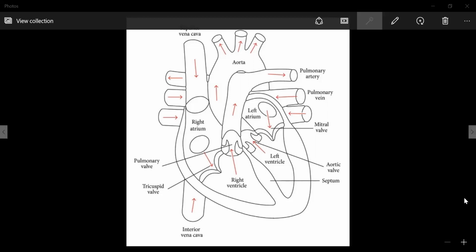Deoxygenated blood comes from the body to the upper chamber on the right. As the right atrium contracts, the corresponding lower chamber, the right ventricle, dilates. This transfers blood to the right ventricle, which in turn pumps it to the lungs for oxygenation. Since ventricles have to pump blood, they have thicker muscular walls. Valves ensure that blood does not flow backwards when the atria or ventricles contract.